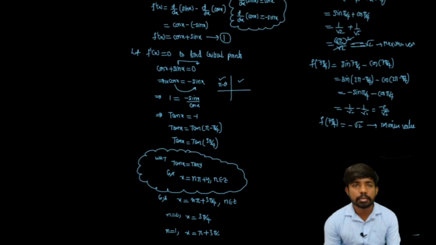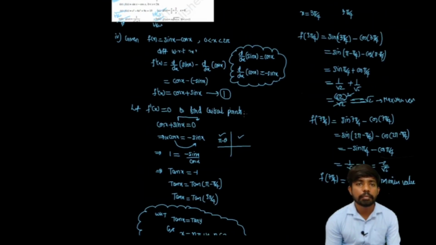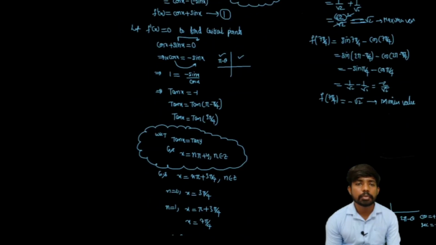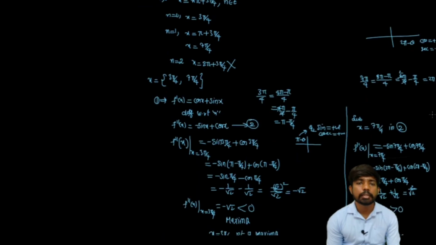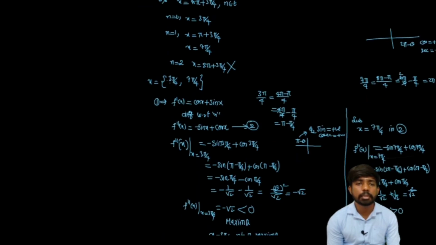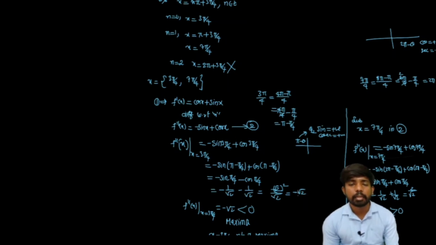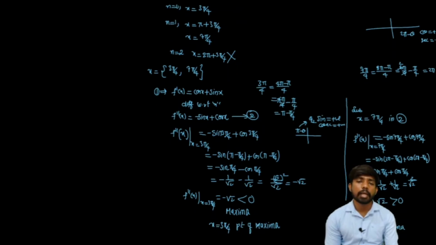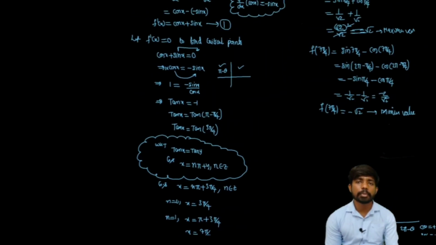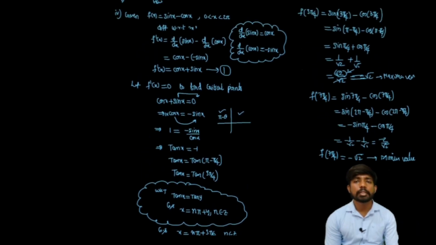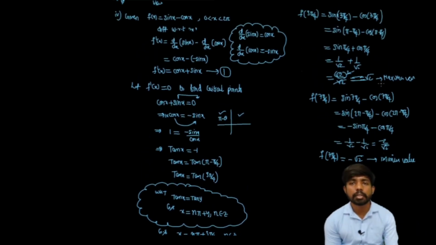Step by step procedure: first, differentiate the function and make it equal to 0. Find the critical points. After getting the critical points, substitute them in the double differentiation. If it is positive, it means minima; negative means maxima. Then, to find the minimum and maximum values, we substitute the critical points in the function. We substituted and got the maximum value and the minimum value. That's all, this is the result.